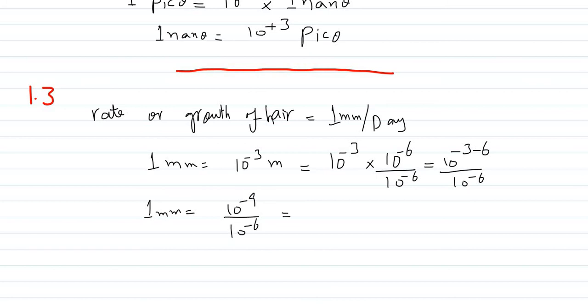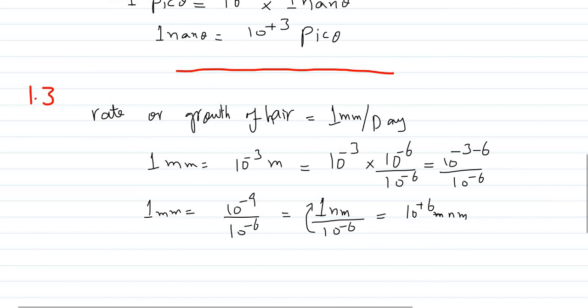You know that 10 raised to power minus 9 is equal to nano, so that is equal to 1 nanometer divided by 10 raised to power minus 6. When we shift minus 6 to the numerator, the power will be positive: 10 raised to power plus 6 nanometer. This is the answer for 1 millimeter.